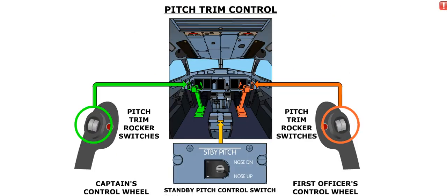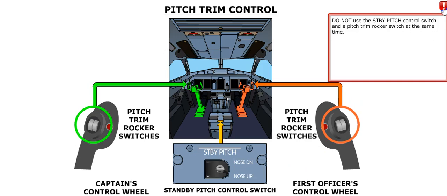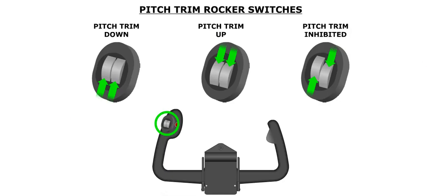The pitch can be trimmed by means of the pitch trim rocker switches on either control wheel, or by the standby pitch control switch on the center pedestal. Each control wheel has two rocker switches on the outboard side of the control wheel. Both switches must be actuated in the same direction in order to trim the pitch. Trimming is inhibited if the rocker switches are pressed in the opposite direction of each other.